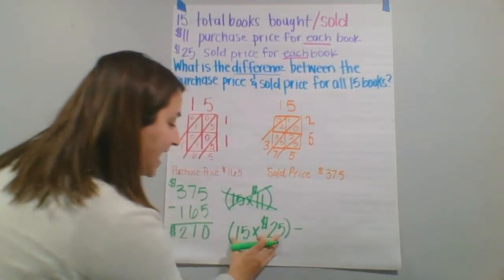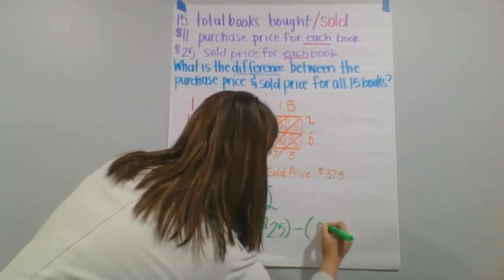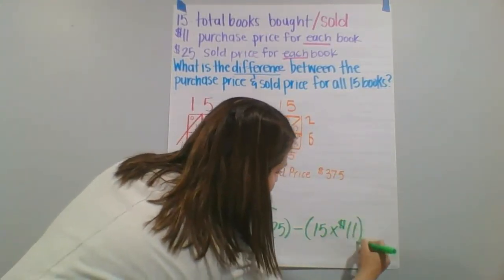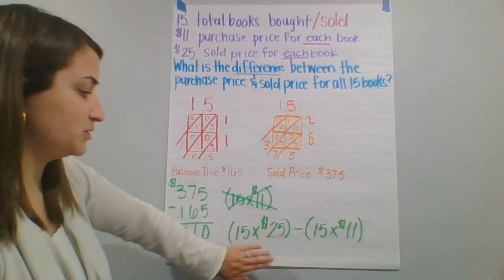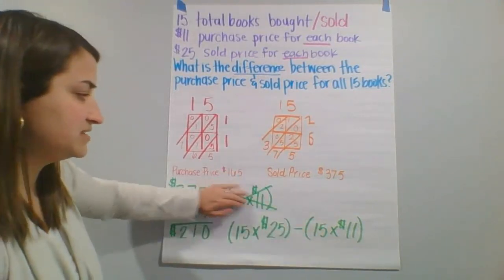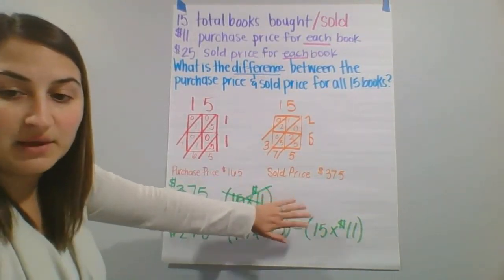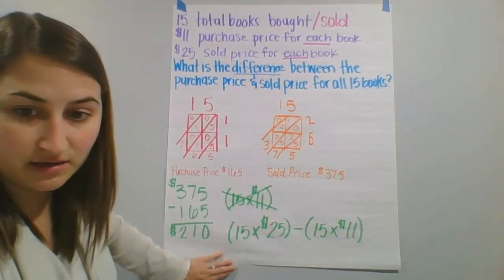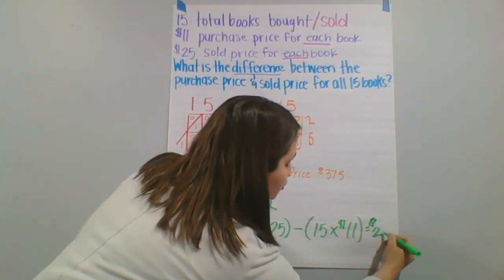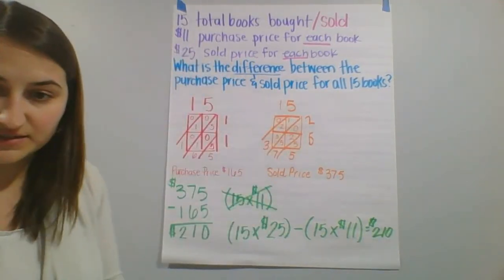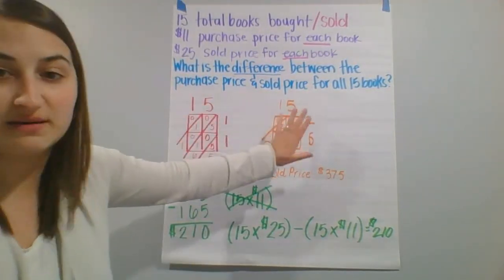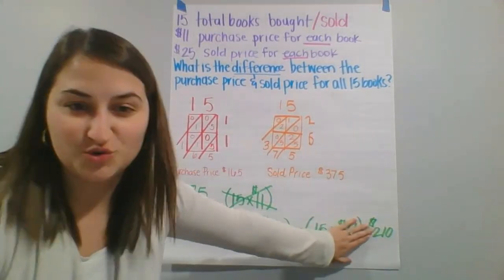And then we're going to subtract the answer of this from 15 times 11, because this is bigger. So we actually took this answer and subtracted this answer. But if I would have put this first and then put subtraction, it wouldn't have made sense, which is why I crossed this out and redid it down here. And then this gave us an answer of $210. So the difference between the amount of money that she bought the books for and the amount of money that she sold the books for was $210.